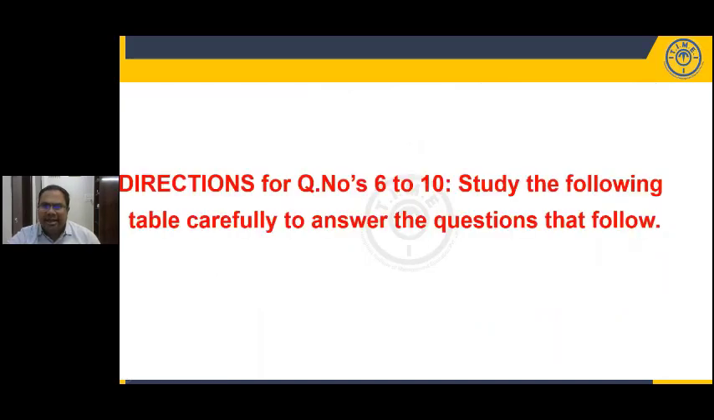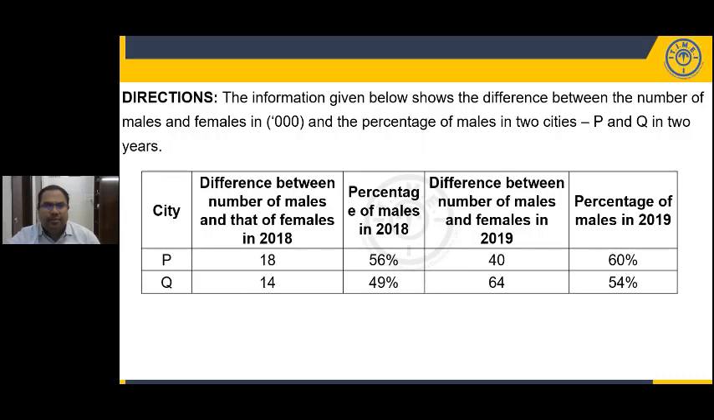Directions for 6 to 10. So again, it is based on a table. Look at this table. Information below shows the difference between number of males and females in thousands, and the percentage of males in 2 cities P and Q in 2 years. This also was last year's DI set, RRB PO Prelim 2021 set.